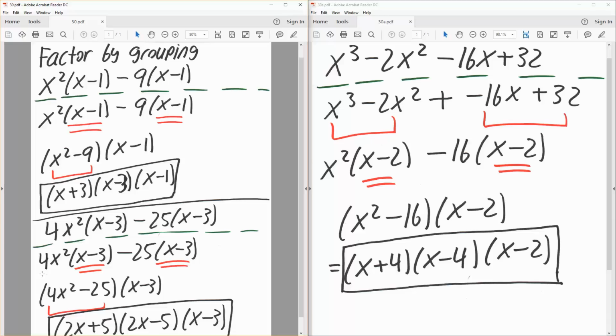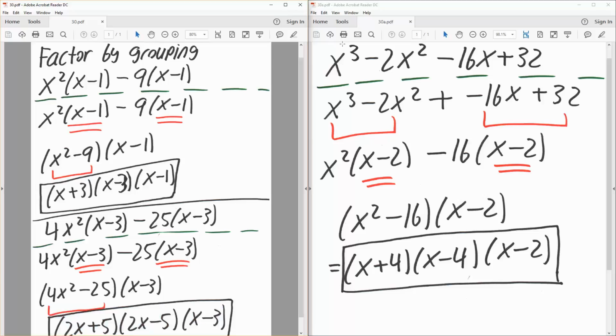However, we can actually factor this out. 4x squared minus 25 can be factored into (2x plus 5) times (2x minus 5). Because 2x times 2x is 4x squared, 5 times negative 5 is negative 25, 2x times negative 5 is negative 10x, 2x times 5 is 10x, so negative 10x plus 10x is 0x. And so this right here would be the final answer in complete factored form.